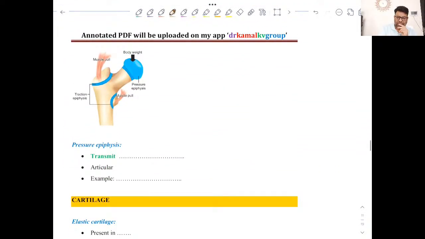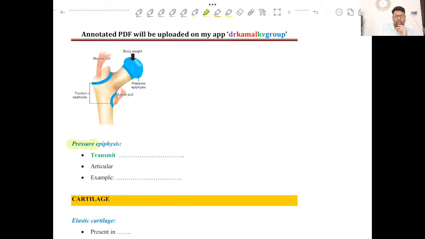Now the last one is pressure epiphysis, and these are under continuous pressure of body weight, you can remember it like that. So they transmit body weight and they are part of the joint, so they are known as articular, meaning they are a component of a joint. An example is the head of femur. So this is actually head of femur. Clear? So this is femoral head epiphysis.